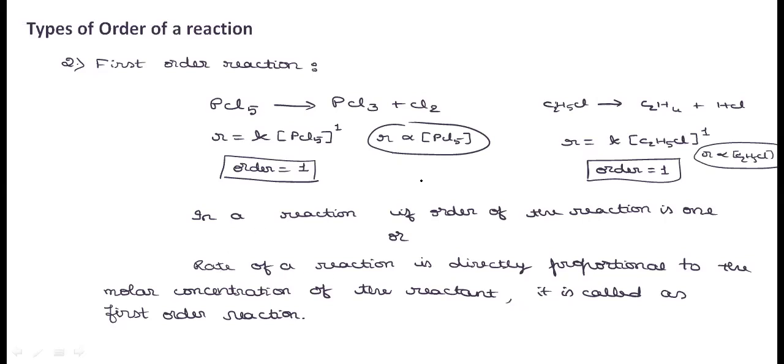Rate of the reaction is directly proportional to the molar concentration of the reactant. Such a reaction is called a first order reaction. Similarly, if the order is 2, it is called a second order reaction. If the order is 3, then it is called a third order reaction. Like this, we have definitions of order of a chemical reaction. With this, we'll learn a very important piece of information as the next concept now.